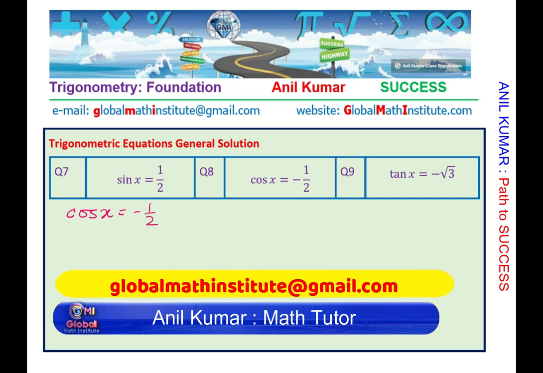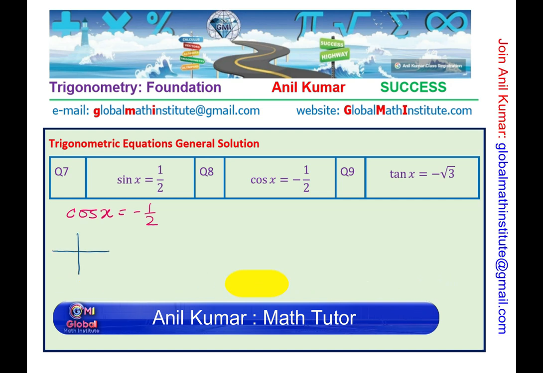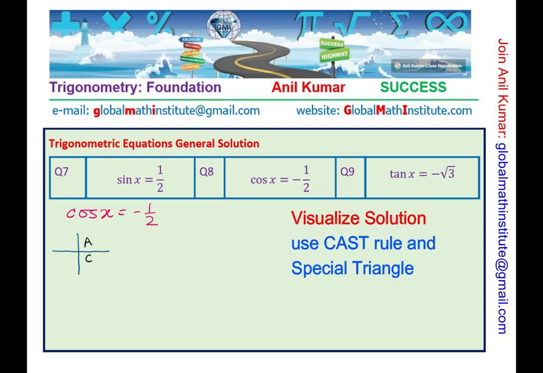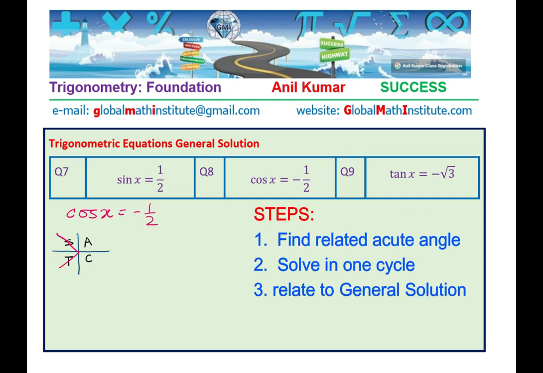Now, cos of x equals to minus half means we are looking into the coordinate plane. Again, think about the cos rule. Cos being negative means you are in quadrant 2 and 3, right? So that is where you have this value of minus half. And minus half also reminds you of a special triangle. You need not use a calculator, where 1 to square root 3.